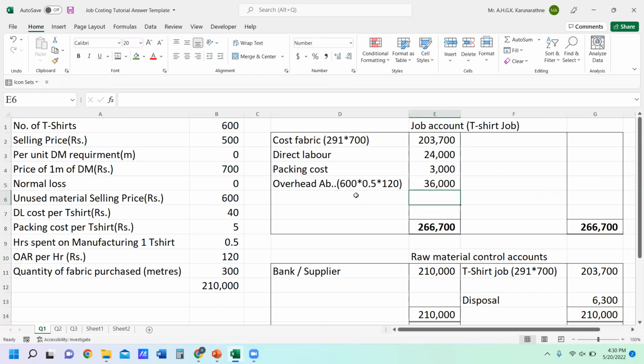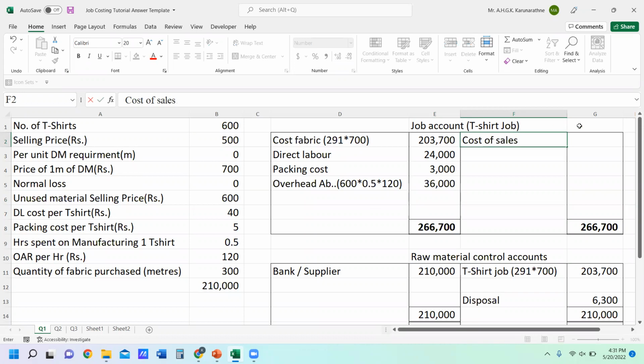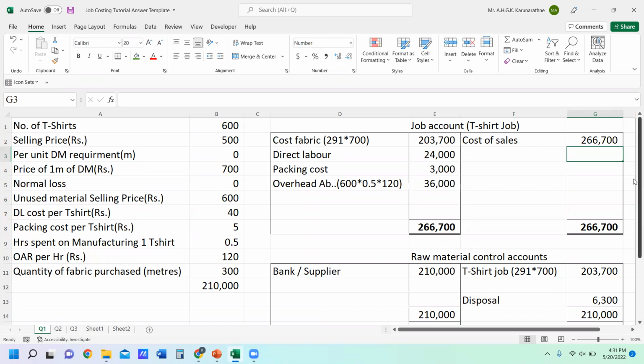So this is your overhead cost, right? These are all the effective costs that added value to your job. So accordingly, at the end of the period, this is the total cost. This total job cost will be transferred to the cost of sales account. Cost of sales account debit, job account credit, this much. Then this account has no balance. The account is closed. This is taken to the cost of sales account.